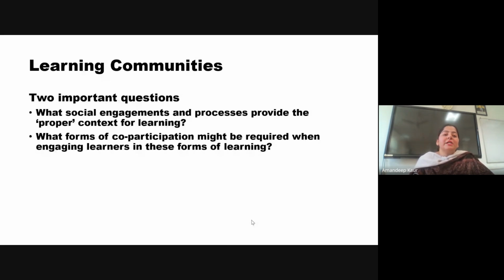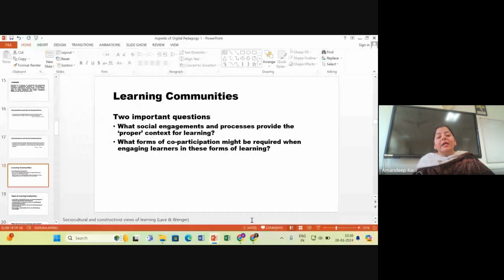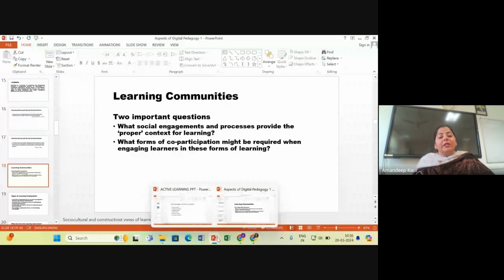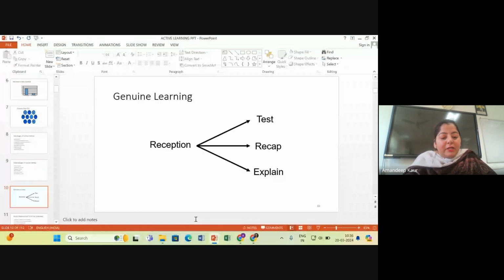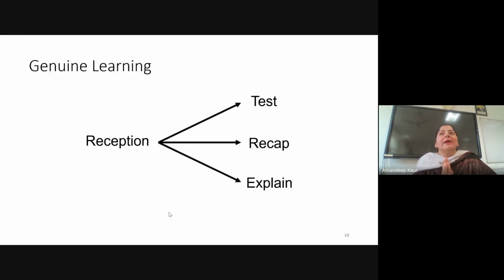So in outcome-based education, when we are talking about the achievement of different learning outcomes and objectives, as a teacher I need to understand there must be communities in which learning is going to happen. And as a teacher, when I'm creating this kind of learning environment, what are the major things that we need to understand? Whenever we are creating a learning environment, there must be genuine learning at institute level. When I'm saying genuine learning, I mean test, recap, and explain.